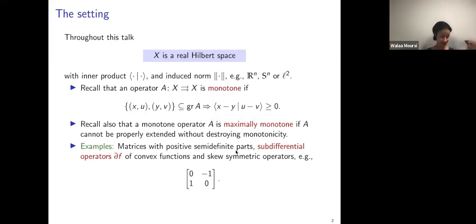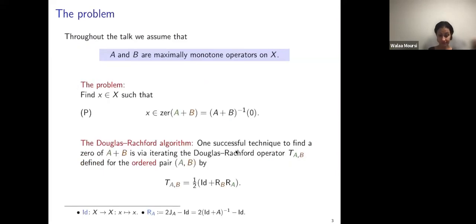This class of operators is interesting from an optimization perspective because it covers the class of the subdifferential operators of convex functions. It could also include operators that fail to be subdifferentials or gradients, like the skew-symmetric operators, but at least it has this class, which is very interesting to us from an optimization point of view.